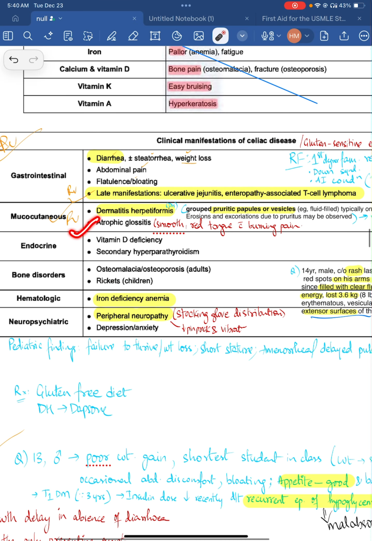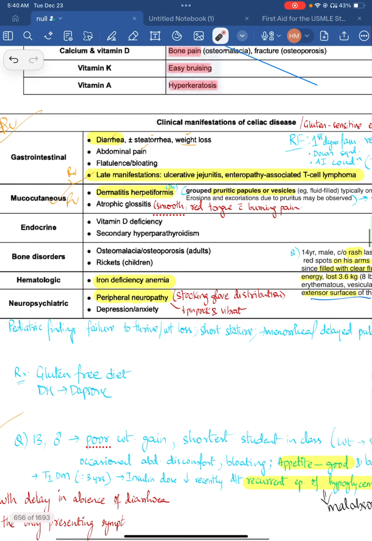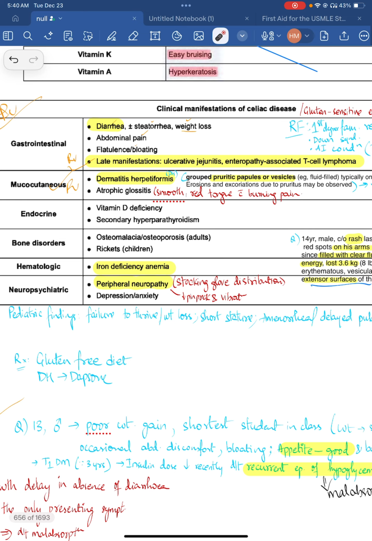And you can see atrophic glossitis. Why atrophic glossitis? Because you're losing so many vitamins and minerals. This will cause glossitis, smooth red tongue with burning pain. Next, vitamin D deficiency, we said KEDA. Our KEDA is lost. What do you mean by KEDA? Fat soluble vitamins. Secondary hyperparathyroidism can be seen. Next, bone disorders like osteomalacia or osteoporosis in adults and rickets in children. This is due to vitamin D deficiency.